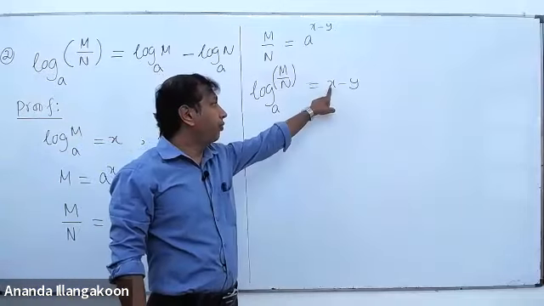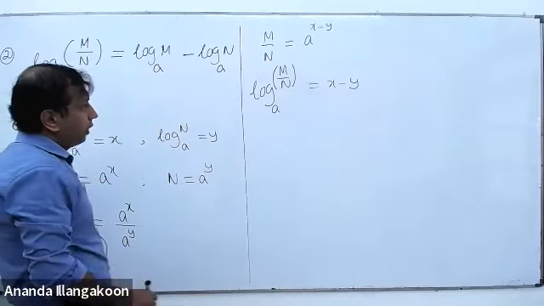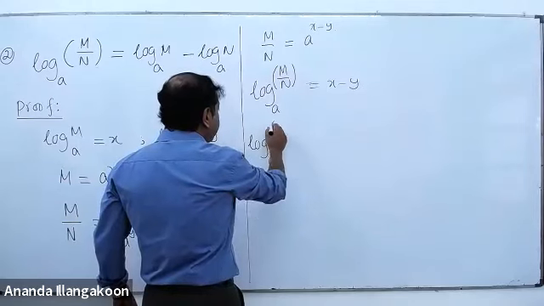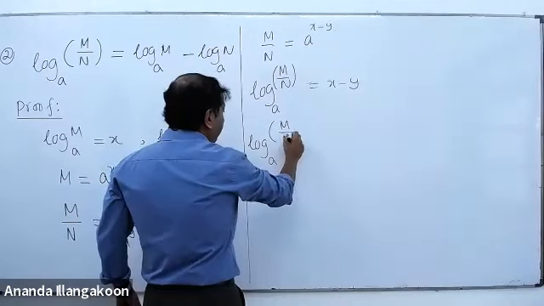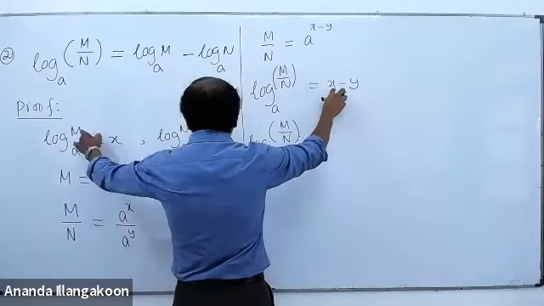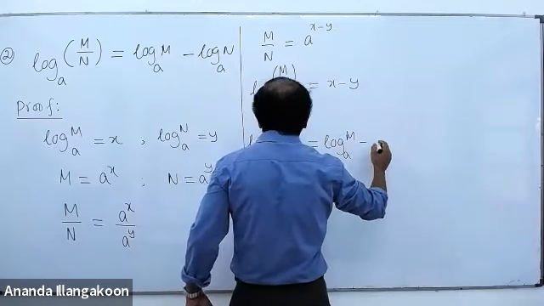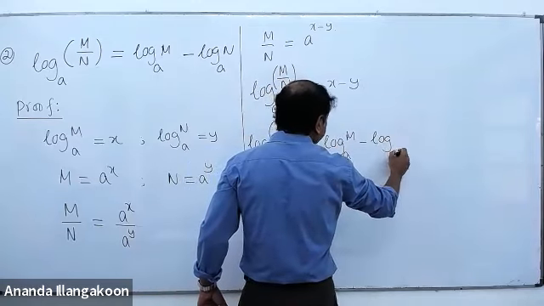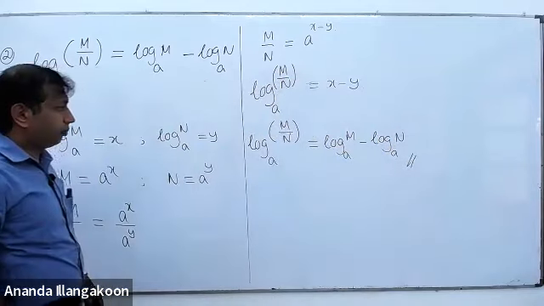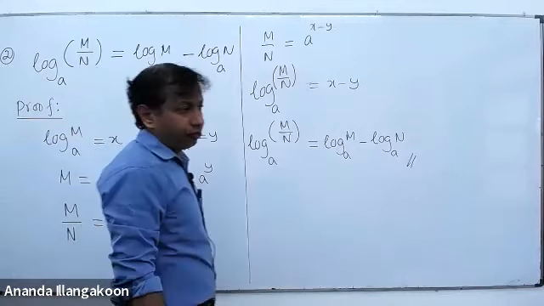The only thing now we have to do is substitute for x and y. So then I can substitute for x: logarithm to the base a of m upon n equals your x, log m, minus your y, log n. This way we can prove that, right? Very easy proof. Very easy proof.